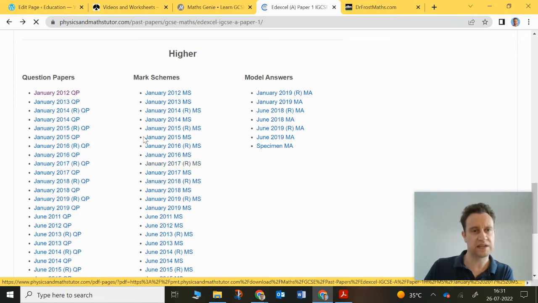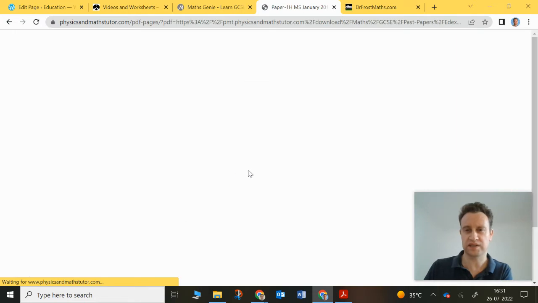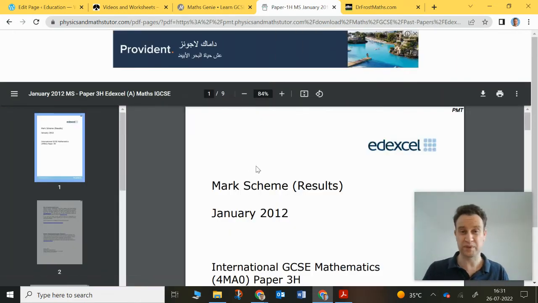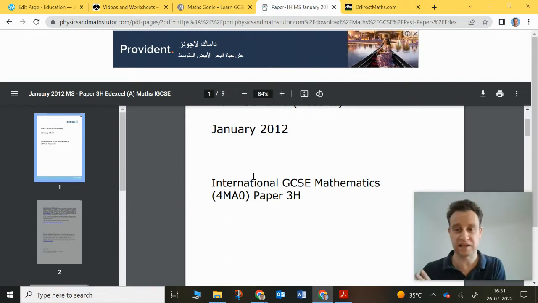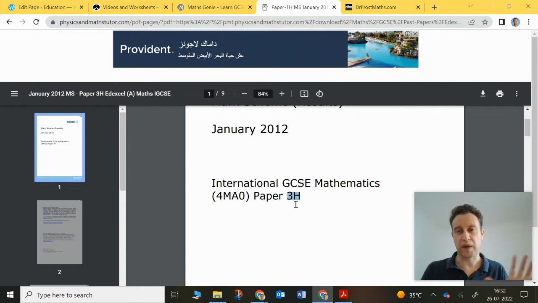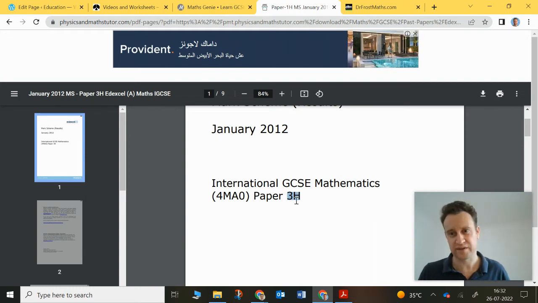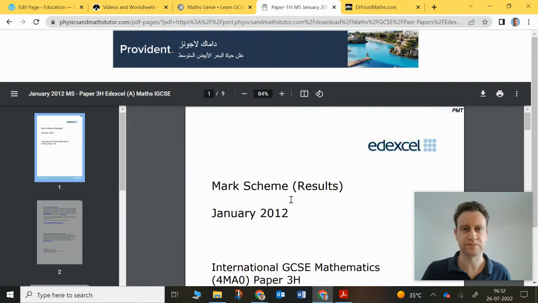If we have a look at the marking, you can go to this one. We've got the January 2012 mark scheme here. This is obviously still paper 1. Paper 2 is just a different mixture of questions. There's not any particular topics which turn up on paper 1 or paper 2. By the way, this is called 3H paper 2, and so paper 1 is called 3H, whereas if it was foundation, it would be called 1F. So don't be confused by the 3 there.